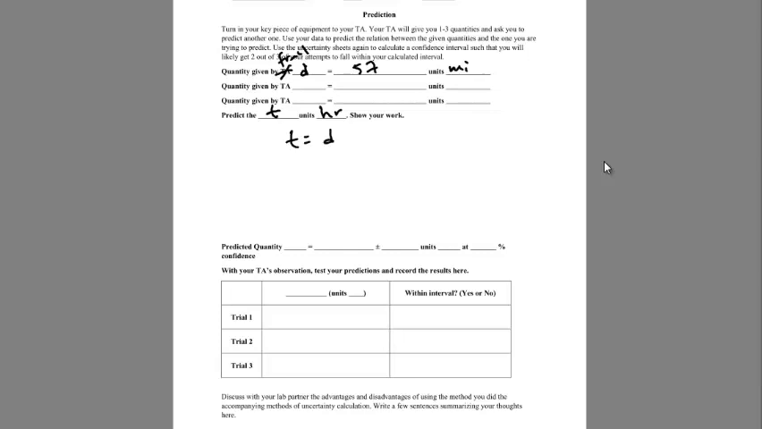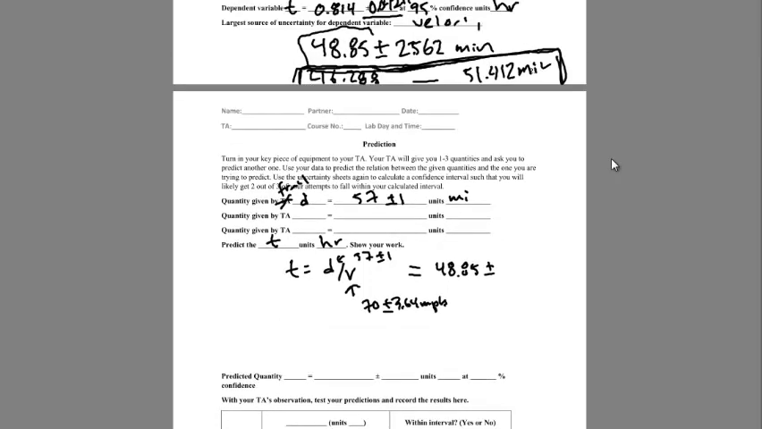You know that time is going to be distance divided by velocity. You know the velocity is going to be 70 plus or minus 3.64 miles per hour. And you know that distance is going to be 57. And you know too that this thing might have some uncertainty of plus or minus 1 mile. So 57 plus or minus 1. So then that allowed you to predict a time of 48.85 plus or minus 2.562 minutes.